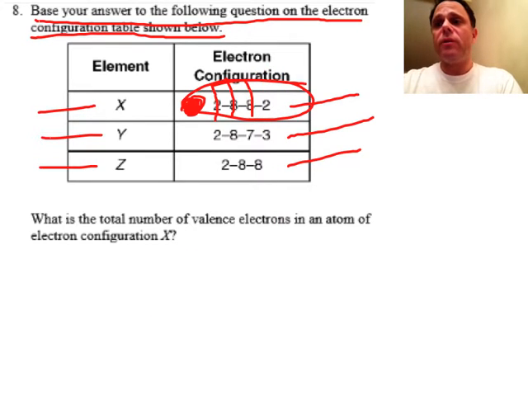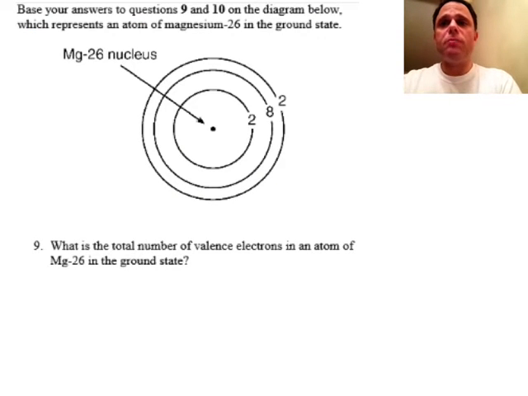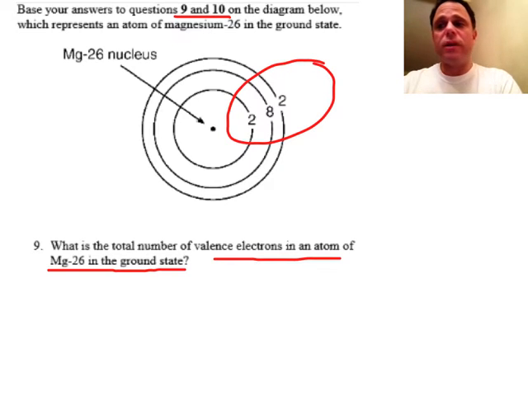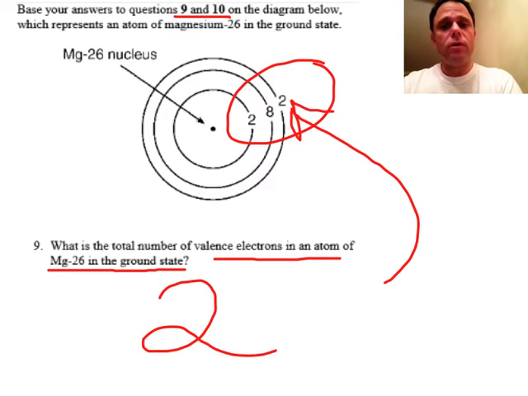And for that matter, if we want to know what the valence electrons for Y is, the answer would be 3. And for Z, it would be 8. Okay, this is a similar question. Base your answer to question 9 and 10 on the diagram below. We have magnesium 26. What is the total number of valence electrons in an atom of magnesium 26 in the ground state? This is the ground state, so we are looking for that very last shell, and it has 2 electrons. Your answer is 2.